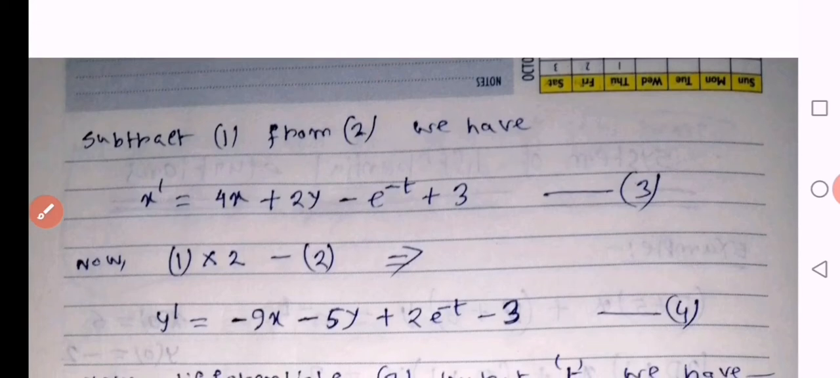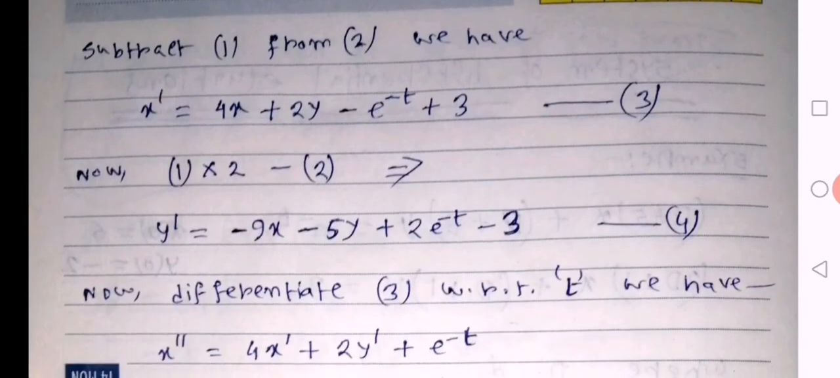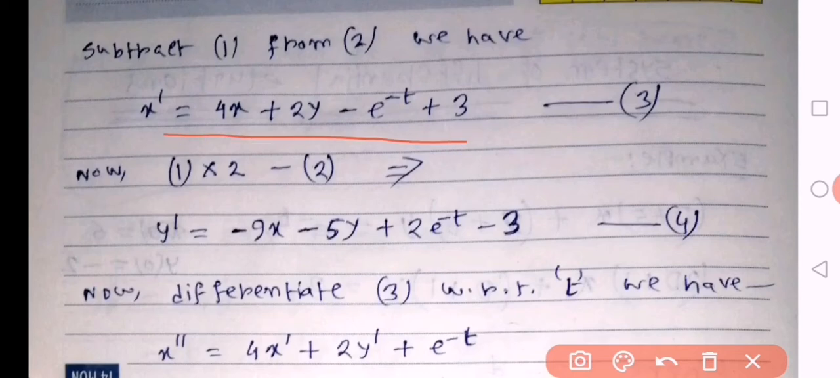If we just subtract equation number 1 from equation number 2, that is equation 2 minus equation 1, then we will get this equation, which is equation number 3. And if we multiply equation number 1 by 2 and then subtract equation number 2, we will get this equation. So, this is an equation of x dash and y dash, where x dash equal to dx by dt and y dash equal to dy by dt.